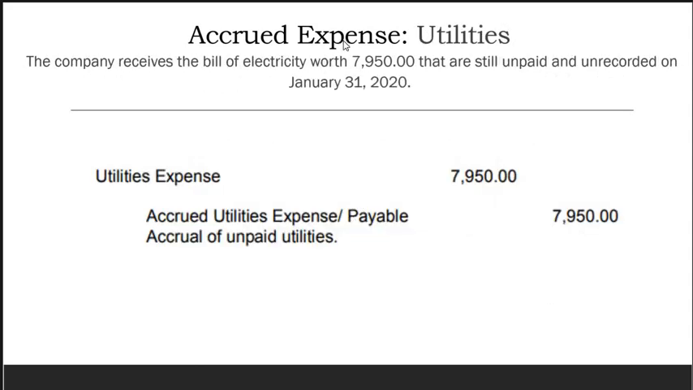So, another example is yung utilities, no? Accrued utilities. The company receives the bill of electricity worth 7,150 that is still unpaid and unrecorded on January 31, 2020. With that, this is just a simple recognition of an expense and a liability. So, you just debit utilities expense, 7,950, credit accrued utilities expense, or accrued utilities payable, 7,950.